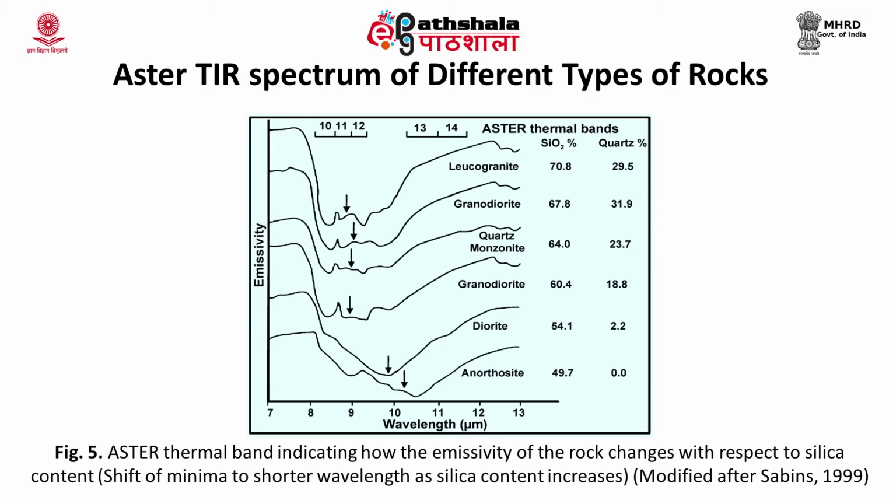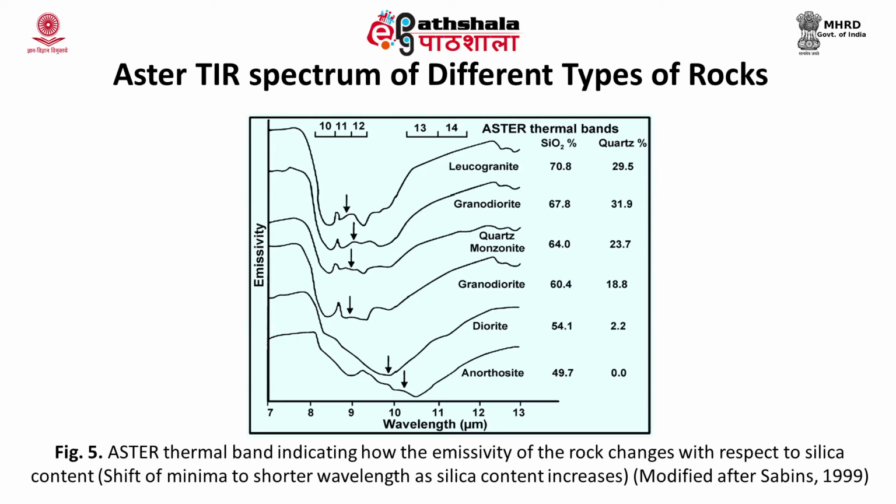So, if you see the arrow mark, this arrow mark indicates how the emissivity of the rock changes with respect to the silica content. It is a shifting of the minimum to the shorter wavelength as silica content increases. In case of lithogranite, the silica SiO2 content is much higher, close to 70.8, if you compare with the anorthosite, which has 49.7.